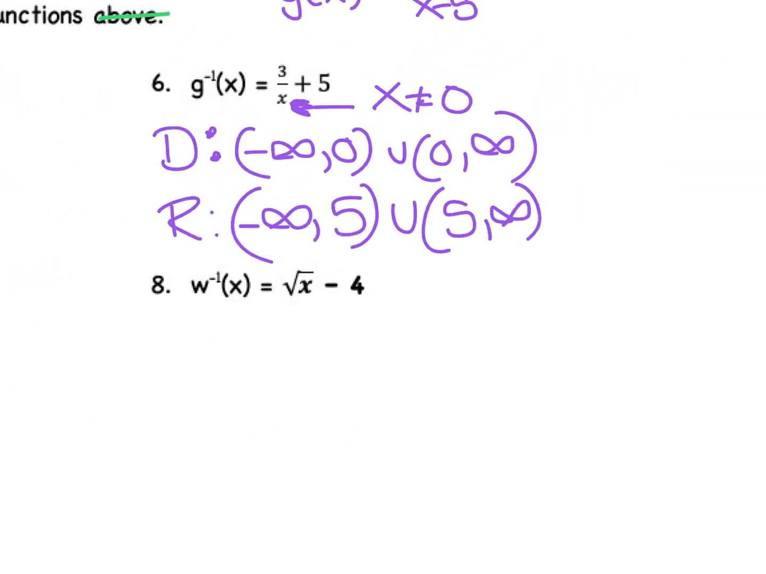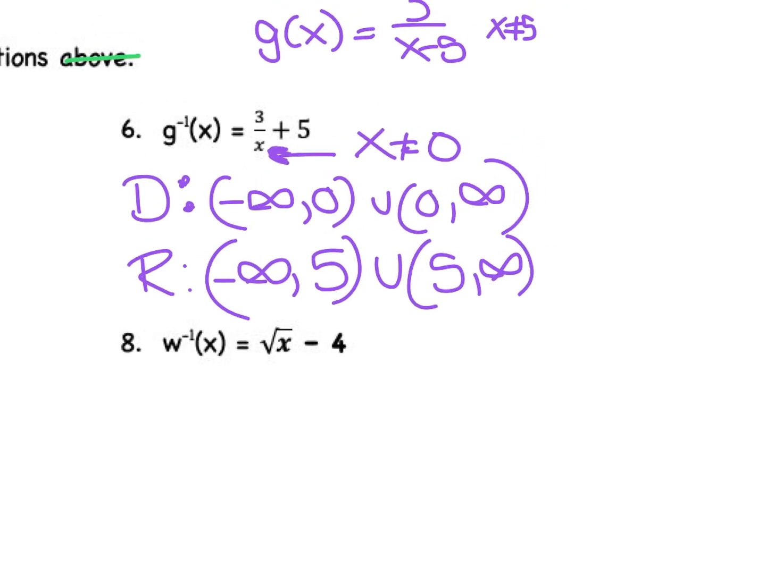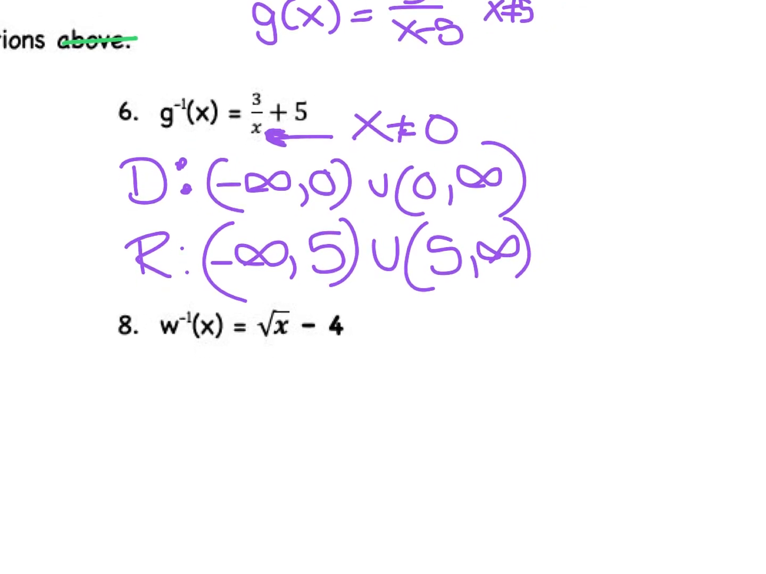And then lastly, w inverse of x. What would our domain on this be? Well, we can't have a negative radicand, so it's going to be 0 to infinity.